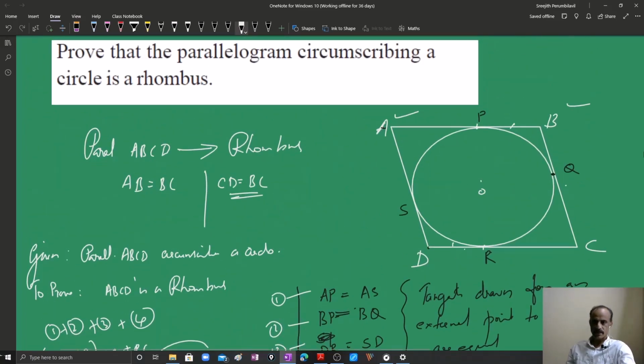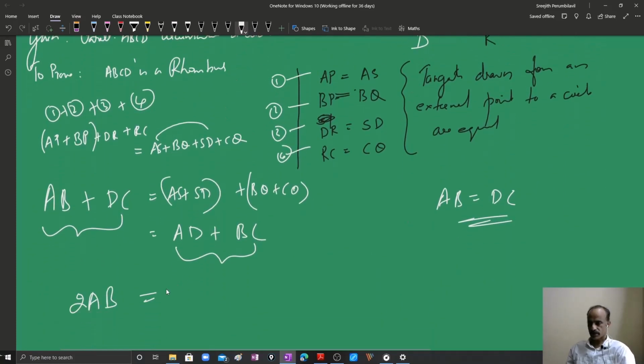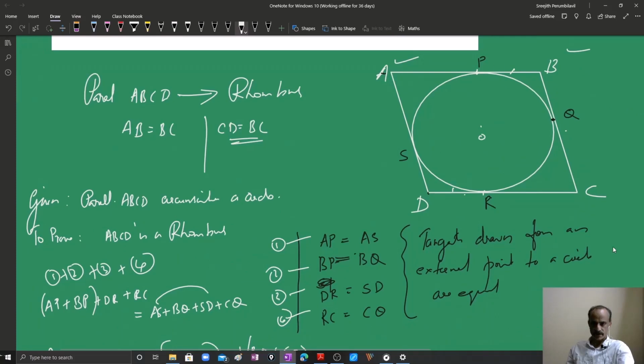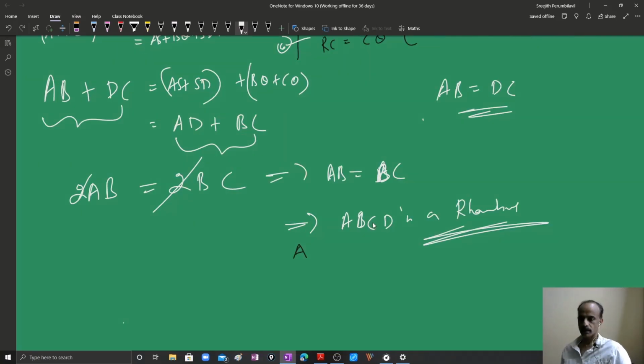What about AD and BC? Both of them are equal. So you can say that 2 times AB is equal to 2 times BC, cancelling 2 and 2, implies that AB is equal to BC. That is, in the parallelogram ABCD, AB is equal to BC, adjacent sides are equal. This implies that ABCD is a rhombus. Now we move on to the next question.